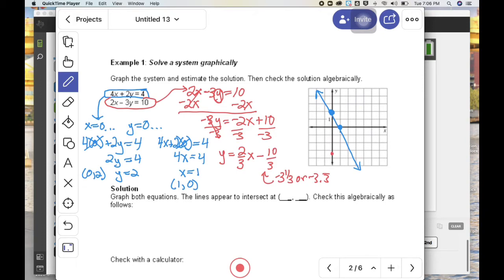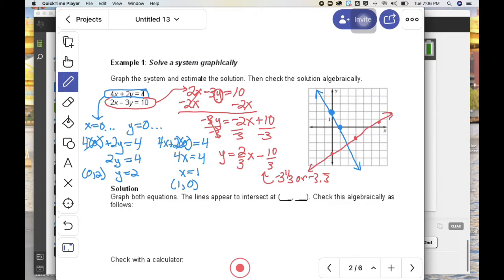And then from that point, I need to rise up 2, 1, 2, and over 3. 1, 2, 3. And then I can repeat this pattern again to get myself one more dot. And then I'm going to go ahead and draw my line.